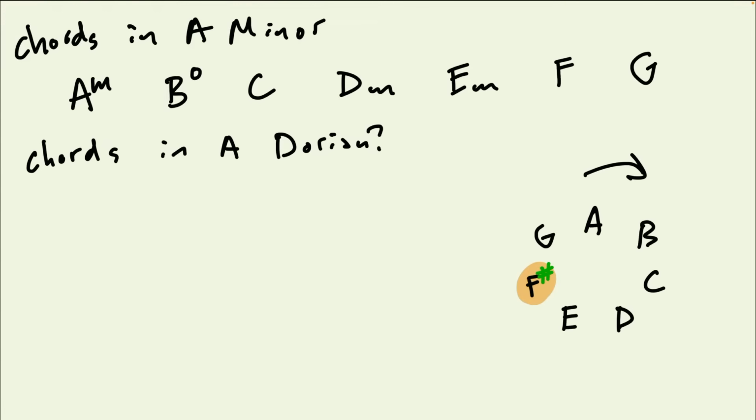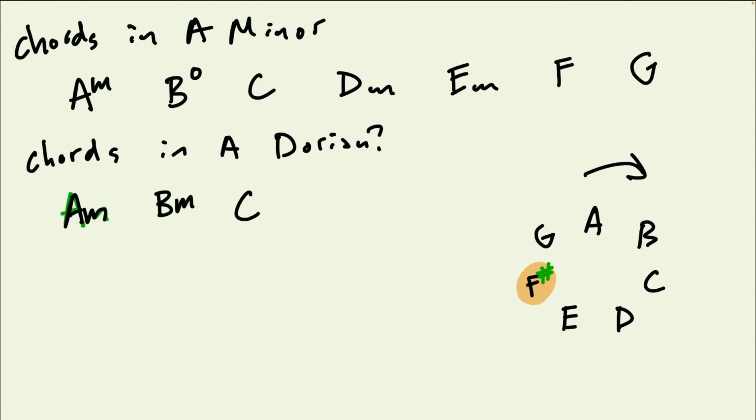So does the 1 chord get affected? A, C, E. The 1 chord does not get affected. So the 1 chord in the key of Dorian is the same. Now let's look at the 2 chord. B, D, F sharp. It was B, D, F before, but now it's B, D, F sharp. So that means the 2 chord in Dorian is a B minor chord. Interesting. The 3 chord is C, E, G. That doesn't change. That's just a C chord.